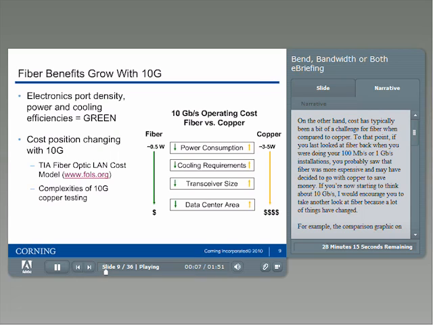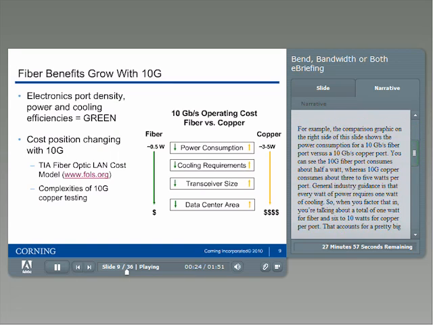To that point, if you last looked at fiber back when you were doing your 100 megabit per second or 1 gigabit per second installations, you probably saw that fiber was more expensive and may have decided to go with copper to save money. If you're now starting to think about 10 gigabit per second, I would encourage you to take another look at fiber because a lot of things have changed.